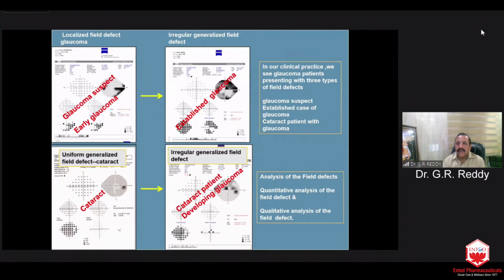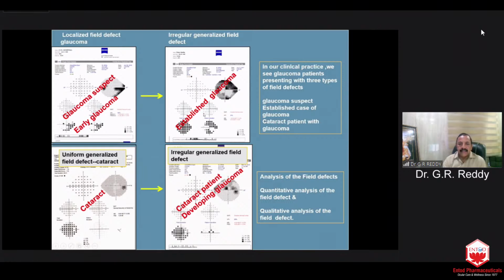As you know, in our clinical practice, glaucoma patients can present with the printout of a glaucoma suspect or early glaucoma, the printout of an established case of glaucoma, or the printout of cataract associated with glaucoma. The main aim of interpretation of single field analysis printout in a suspected case is to diagnose glaucoma.